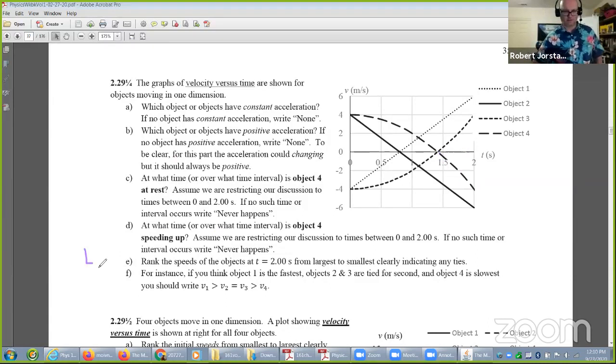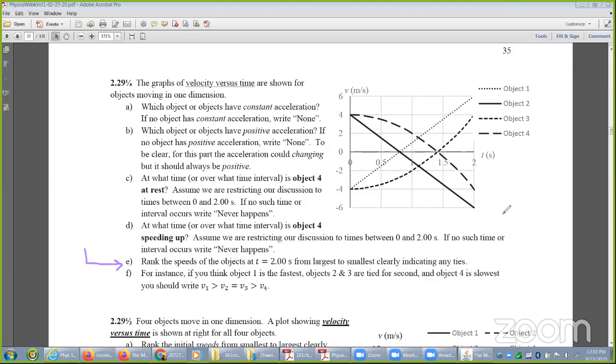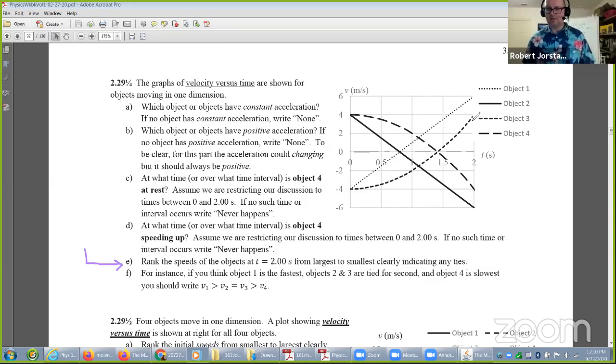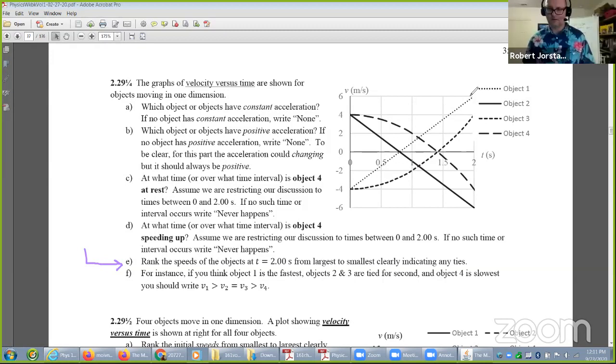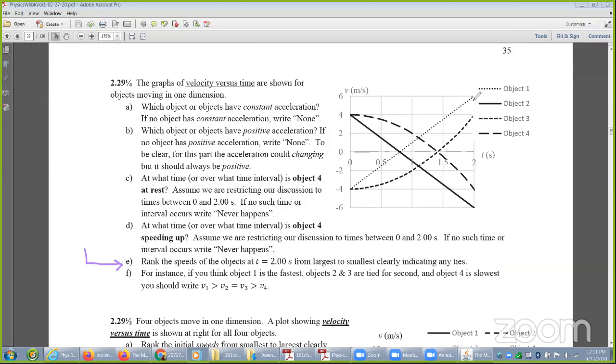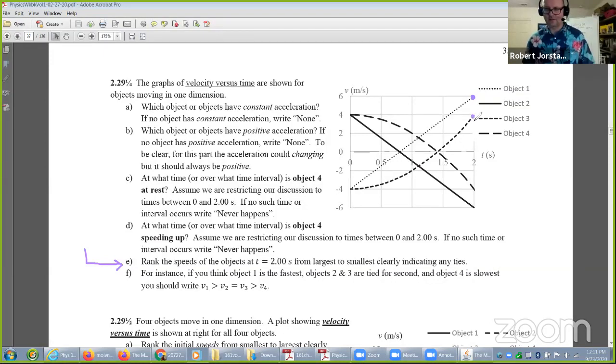Students hate these. Rank the speeds of the object at time equals 2 seconds, from largest to smallest. Which one has the largest speed in your opinion here? Object 3. Let's see. Object 3. Wait, never mind. It's going to be object number 1. That's where it speeds at velocity, right? Okay, so he's saying object 1. It's the highest.